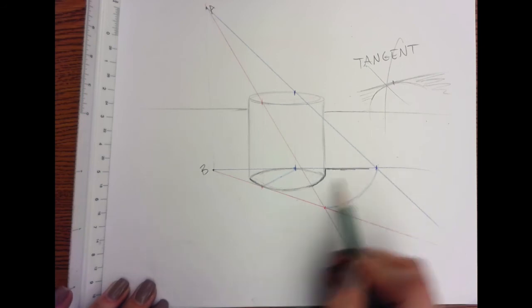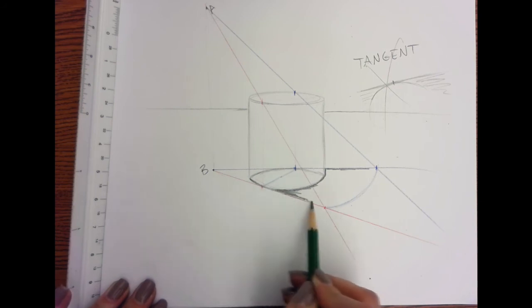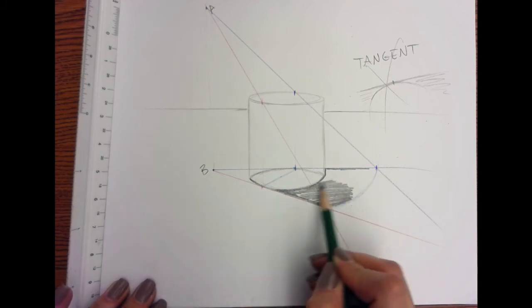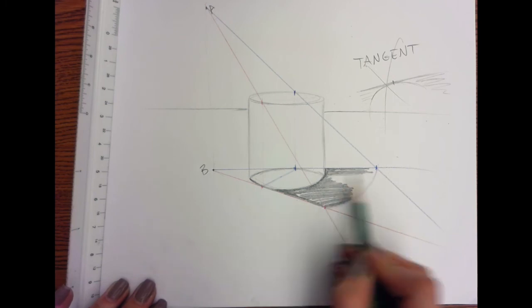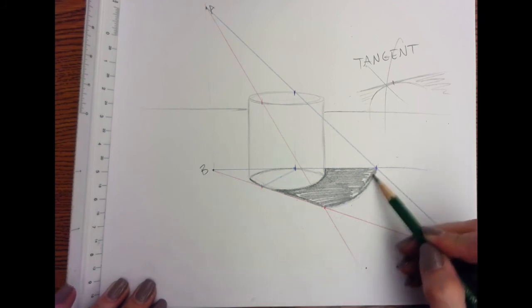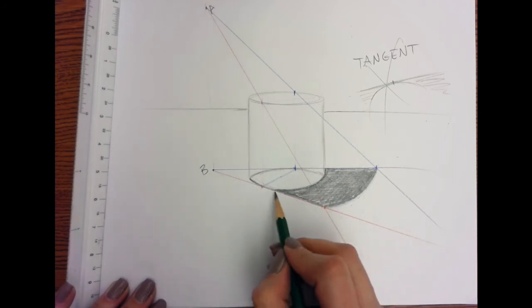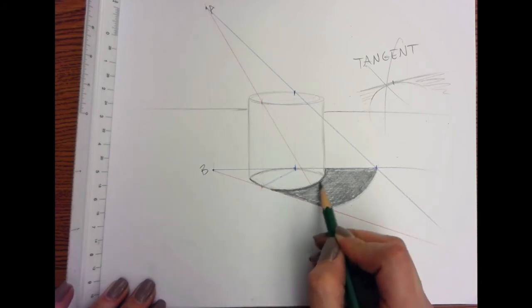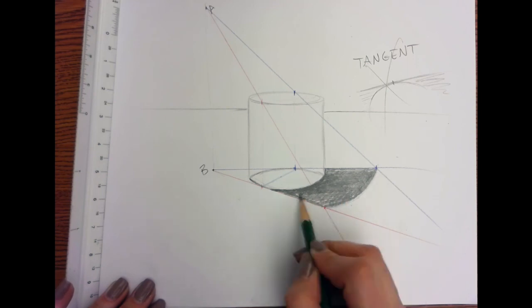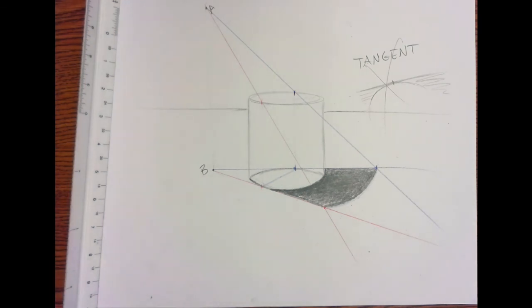So my cast shadow comes from up around the back, and I fill all this in. And just like we did before, I'll make it really, really dark, really close to my cylinder. And we'll let it start to fade a little bit as it works its way out from all of that reflected light that we talked about. And there's your cast shadow for a cylinder.